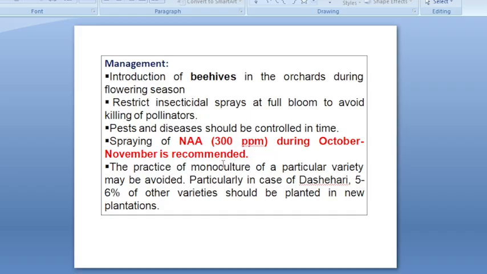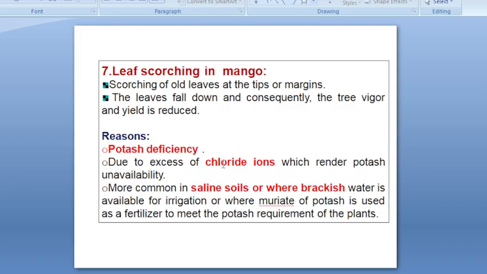Bad weather is another factor. We can keep a sufficient number of beehives to control the problem of pollination. In insecticidal sprays also we can restrict. We can go for spraying NAA in the October to November month, it is recommended. And along with the main variety we can also include some new varieties.